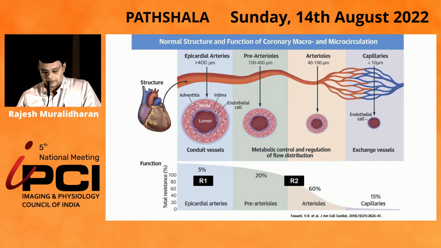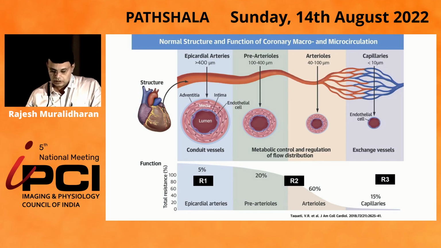Finally, we have the capillaries, which are basically the exchange vessels where the exchange of oxygen and other nutrients takes place. So this is the third level of resistance. Now, how does the coronary physiology work?